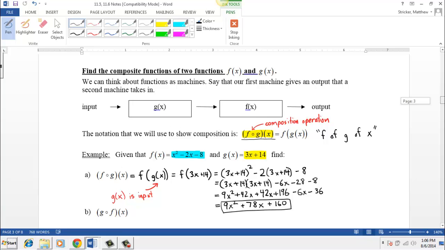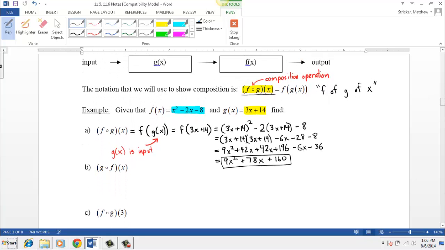Now part B is similar, it's just backwards. This notation, if we rewrite it, means that we take g and we plug f of x into it. And what is the f of x that we're plugging in? What's the input that goes in right here? Well, we can replace it with what f of x is. f of x is this highlighted blue part. It's the x squared minus 2x minus 8.